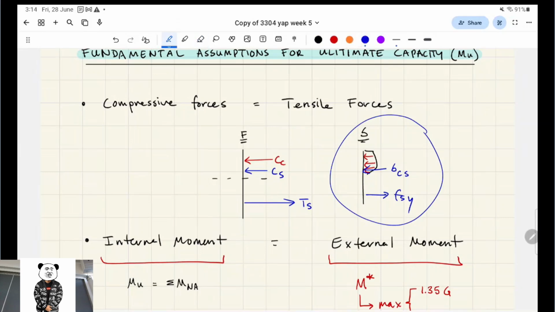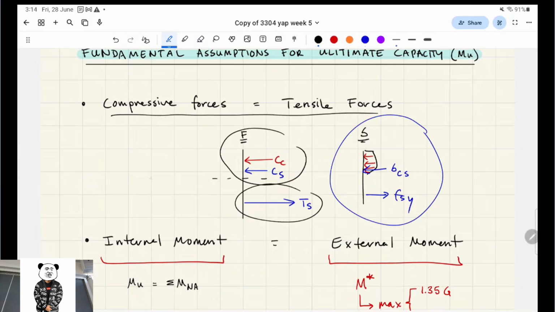And the idea of this rule or assumption is that we can say that, using Newton's first law, we can equate the compressive forces to the tensile forces, and that's how we're going to find certain values. In particular, we're going to use that to find the depth of the neutral axis, right? So that's one of those key skills that we're going to apply, and you'll see what I mean in a bit.